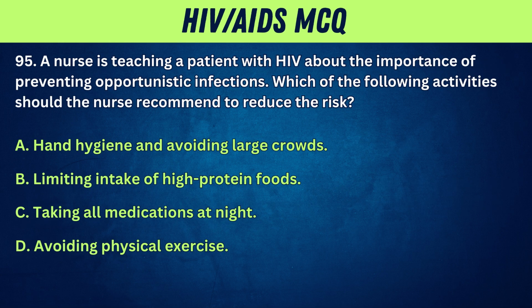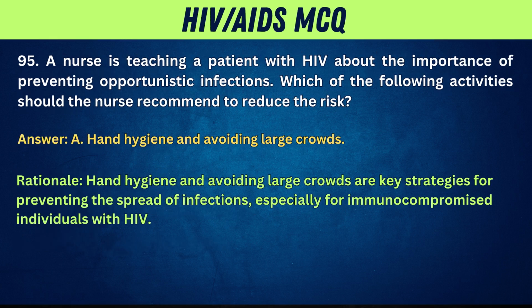95. A nurse is teaching a patient with HIV about the importance of preventing opportunistic infections. Which of the following activities should the nurse recommend to reduce the risk? A. Hand hygiene and avoiding large crowds. B. Limiting intake of high-protein foods. C. Taking all medications at night. D. Avoiding physical exercise. Answer: A. Hand hygiene and avoiding large crowds.